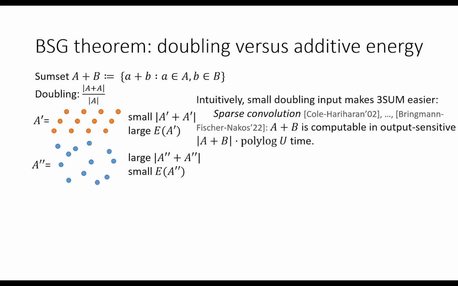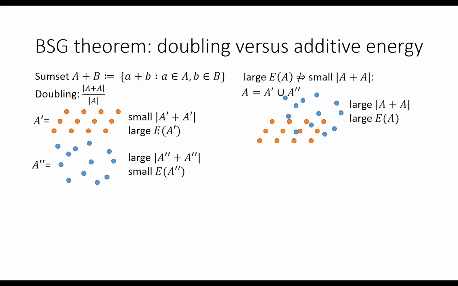So intuitively, if an input set of integers is additively structured, in the sense that it has small doubling, then solving 3SUM on this set is very easy, because we have these sparse convolution algorithms which can compute the sumset of two sets in output-sensitive near-linear time. However, in our scenario, where we have a large energy set, it's not necessarily true that it also has small doubling. For example, we have this simple example where we just take the union of these two sets, and this set has both large doubling and large additive energy.